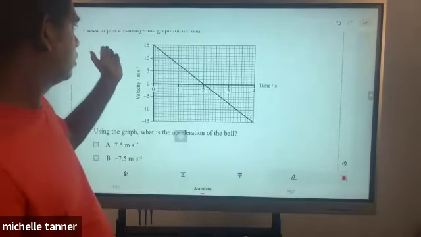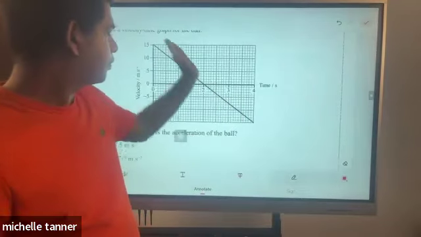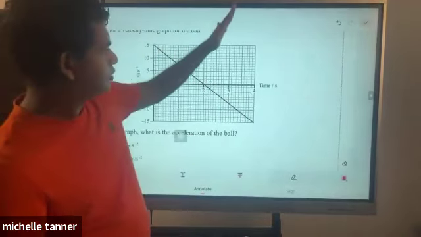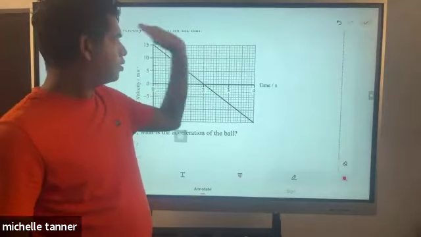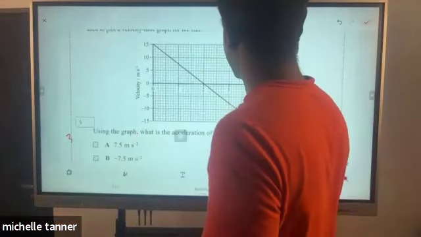Now, this gradient is negative this way. This type of graph, gradient positive. This graph, gradient negative. Then how to calculate the gradient?